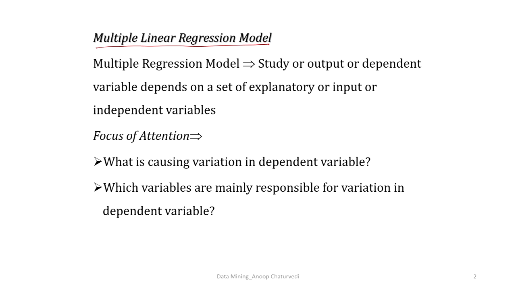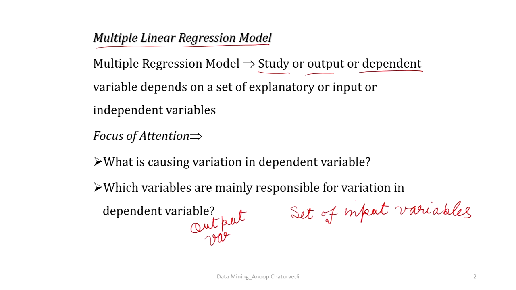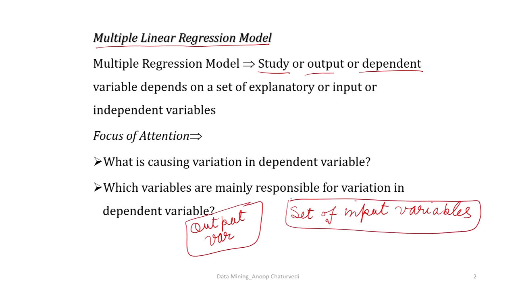In multiple regression model, our study variable, or it is also called the output variable or dependent variable, depends on a set of explanatory or input or independent variables. So, you have a set of input variables, and then you have output variable, and your output variable depends upon this set of input variables.